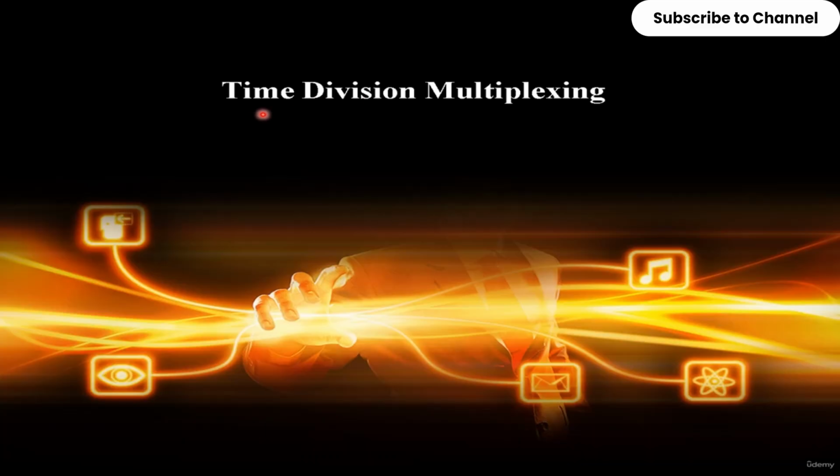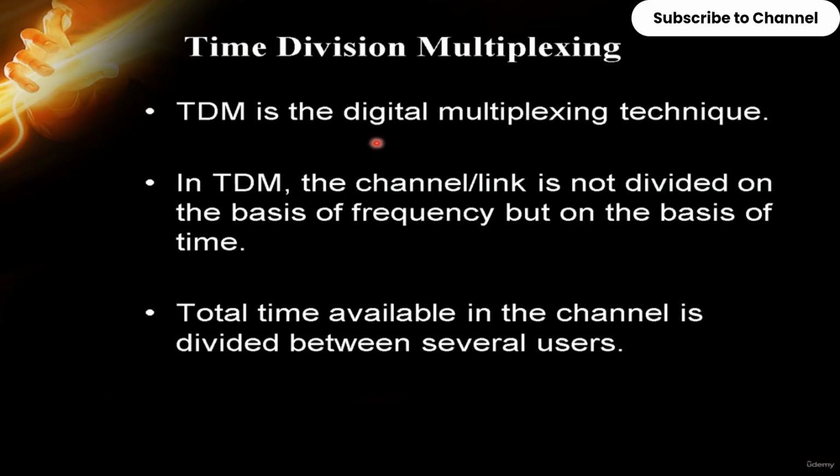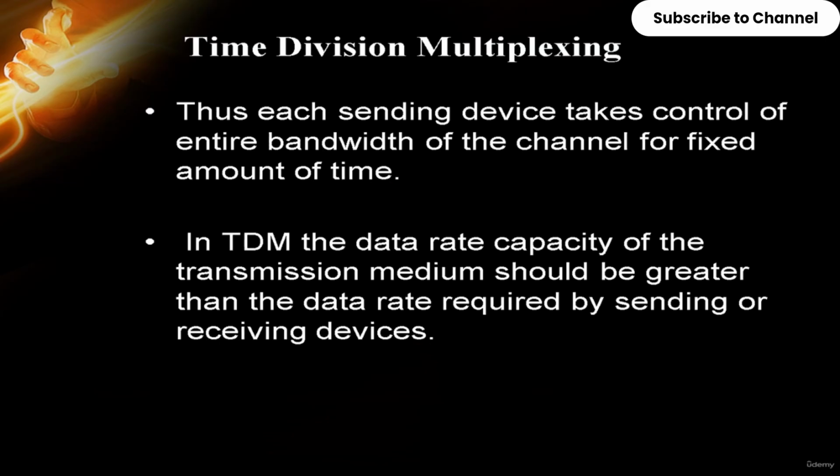Hi, in this lecture we are going to discuss time division multiplexing. Time division multiplexing is a digital multiplexing technique. In time division multiplexing, the channel or link is not divided based on frequency or phase; instead, the available time is divided across the channels between sender and receiver. The sending device takes control of the entire bandwidth for a particular amount of time.